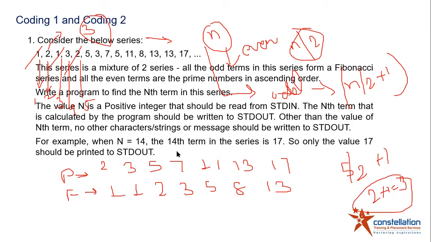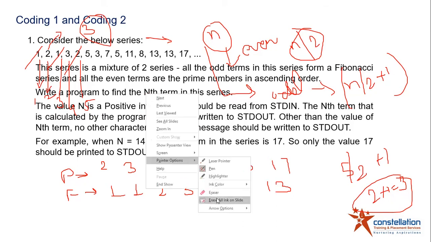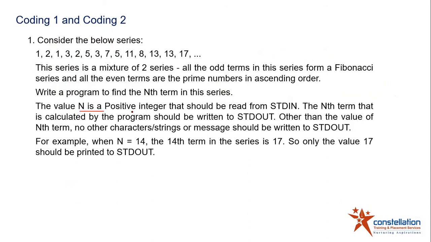Now here it is given something. Let me just clear it once again. The value n is a positive integer that should be read from stdin. The nth term that is calculated by the program should be written to stdout. Other than the value of the nth term, no other character or string or message should be written to stdout. For example, when n is equal to 14, the 14th term in the series is 17, so only 17 should be printed out. So they did not want us to print anything other than the series term.